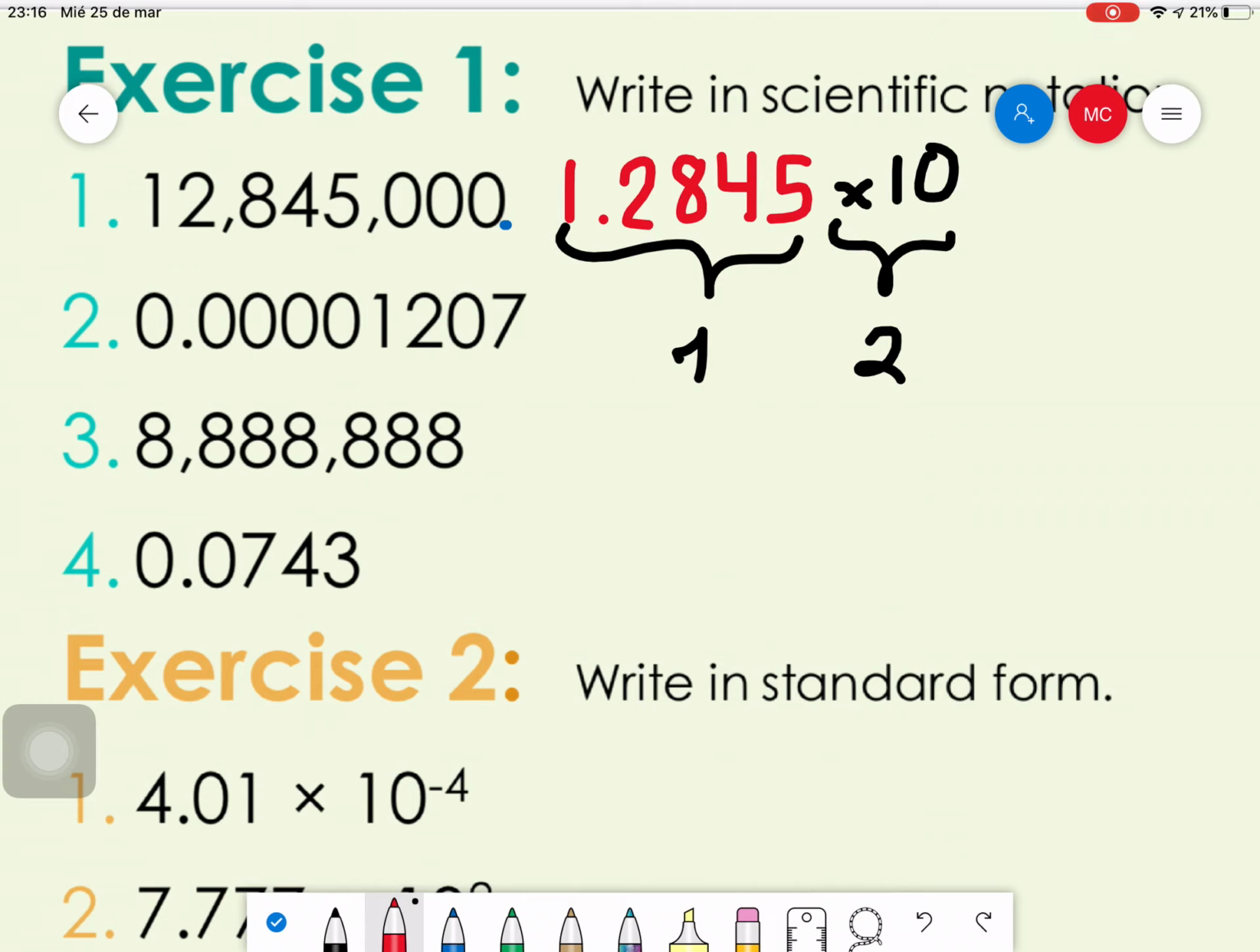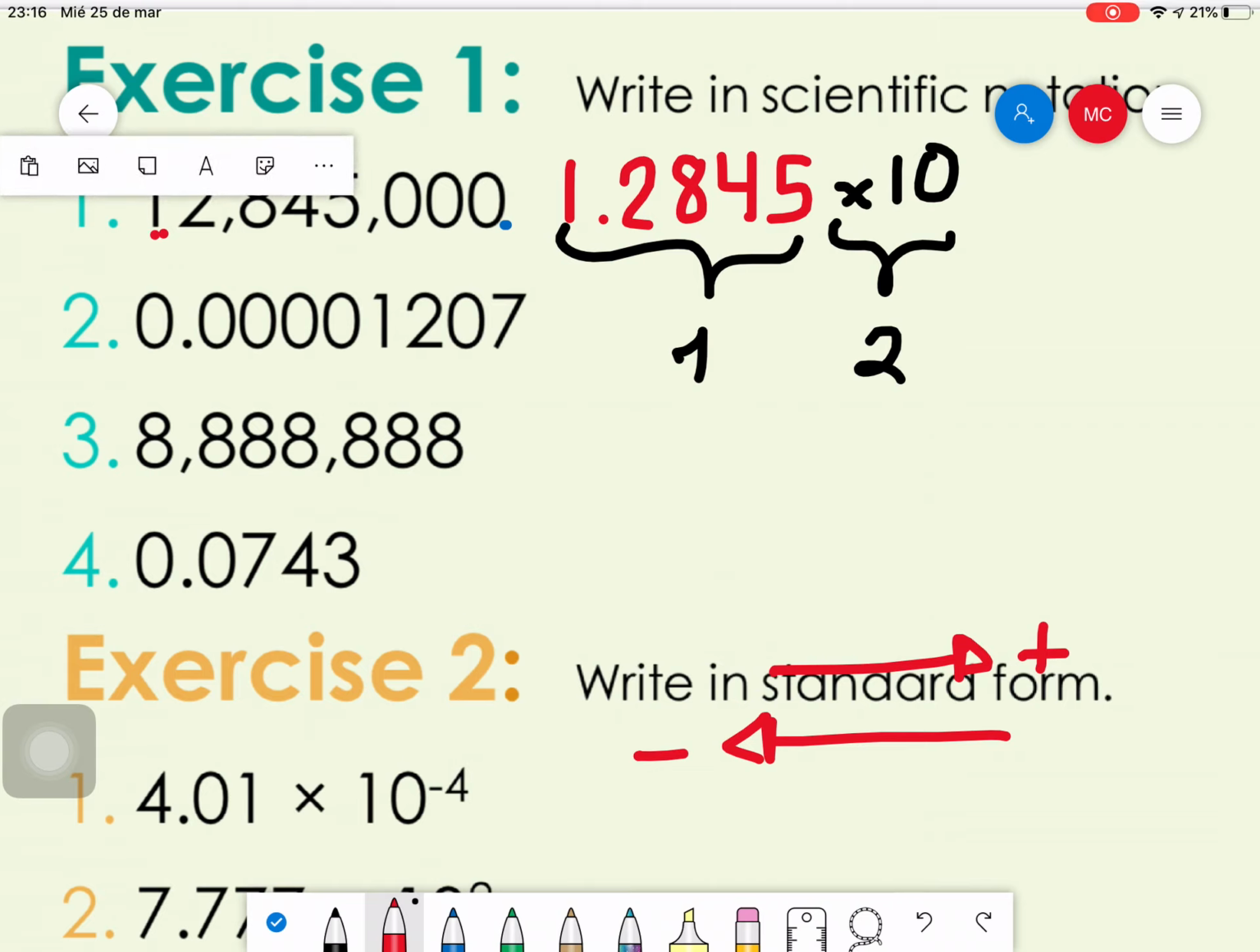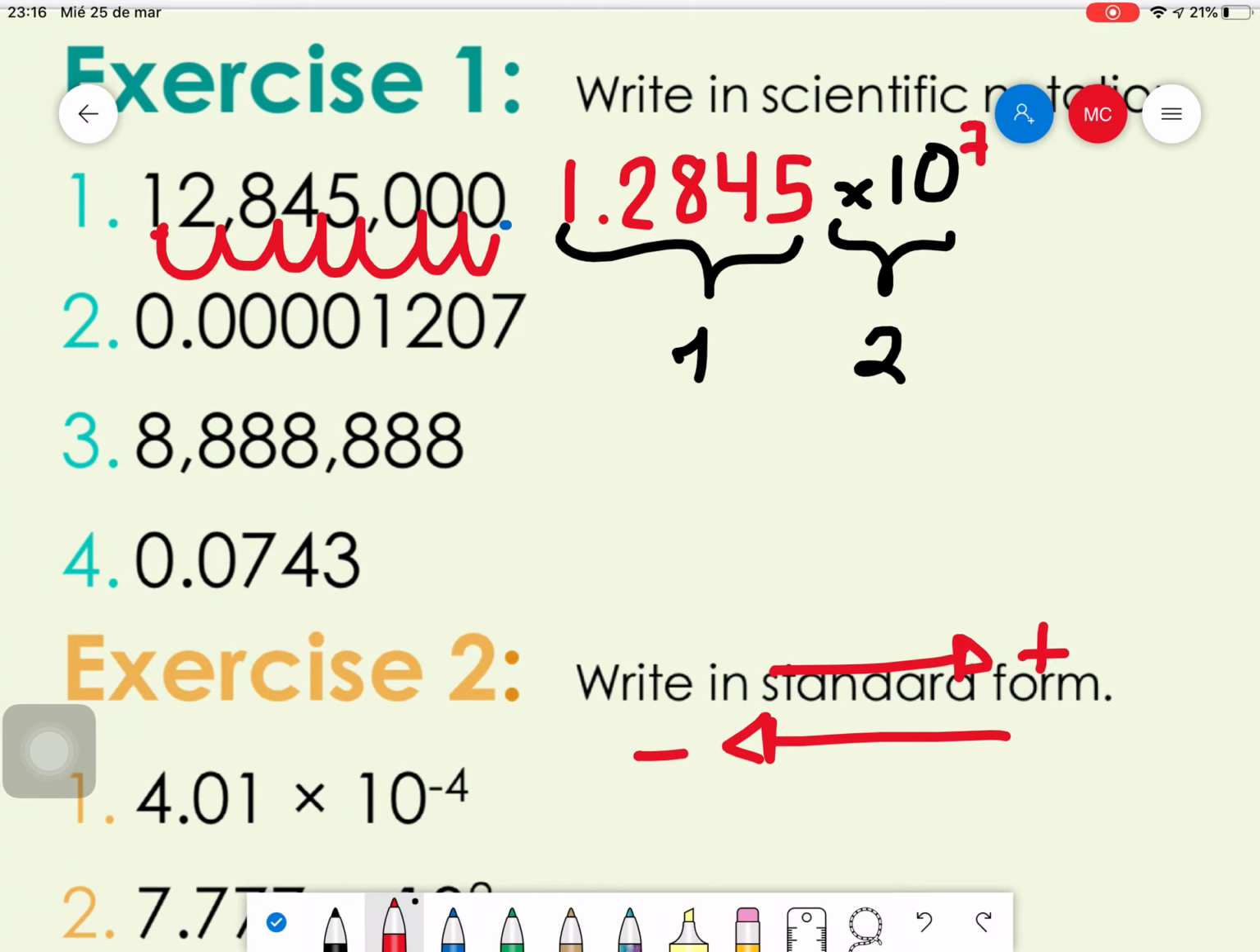So if my rule says place the decimal point after the first digit, then apply the rule. If I move to the right, my exponent will be positive. If I move to the left, my exponent will be negative. In order to get the point to where it was at the beginning, I need to move it to the right. That means I'm gonna have a positive exponent. So I start counting 1, 2, 3, 4, 5, 6, 7. So it will be times 10 to the 7th power, okay?